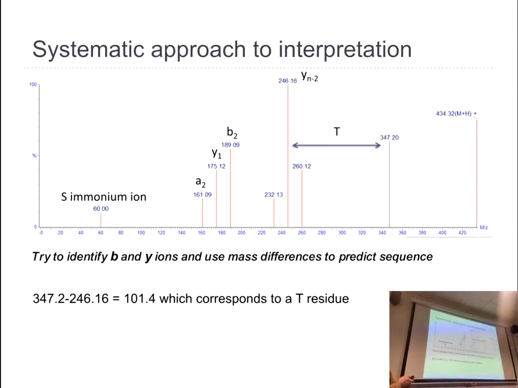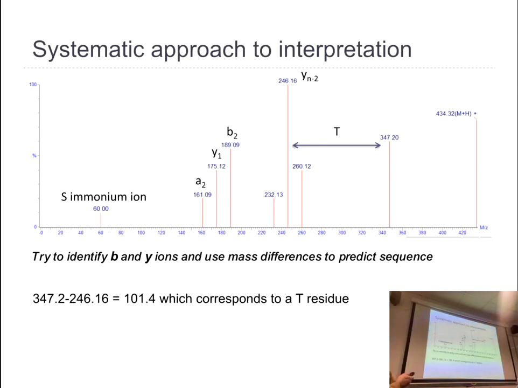So now you say, okay, this is a YN minus 2. What's the mass difference between this and this? If you do the math, it's tiny. It's 14 or whatever. There's no residue mass corresponding to that. If you do the mass difference to the next available peak, you're going to find out that it's 101.4, which, if you look in the table I gave you, corresponds to a threonine.